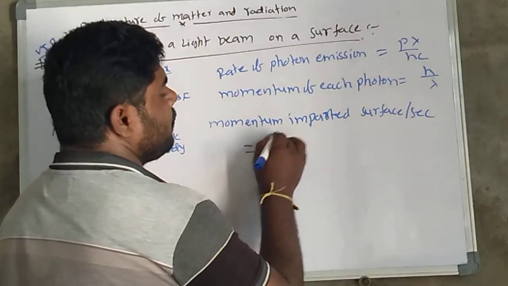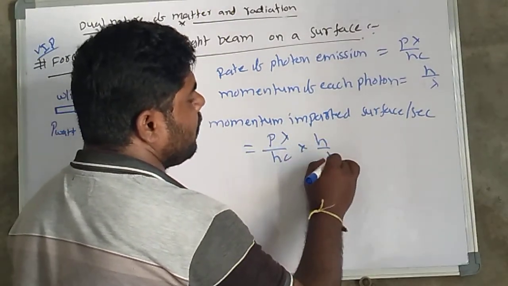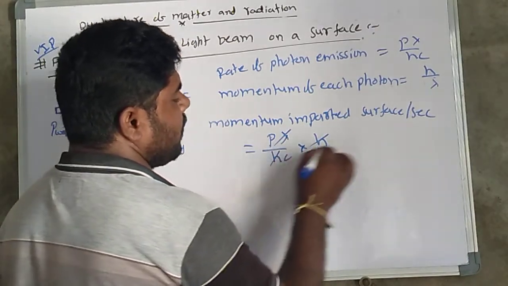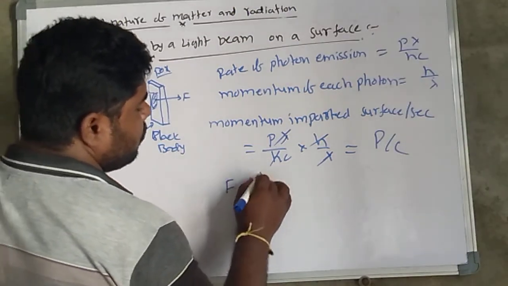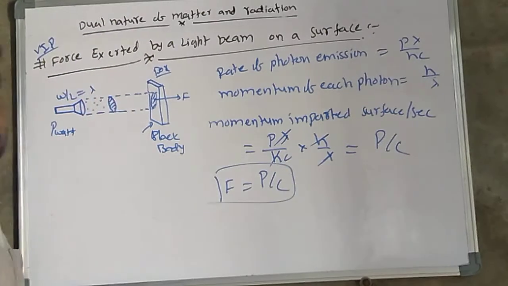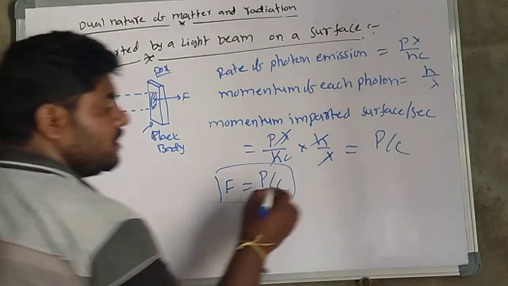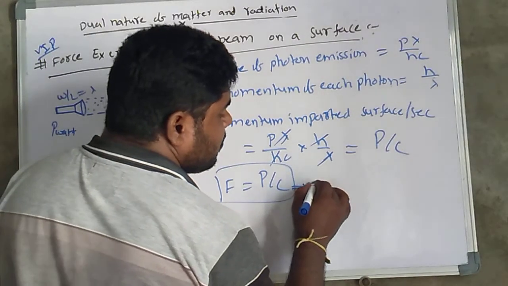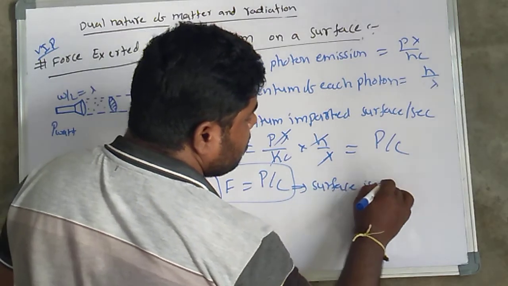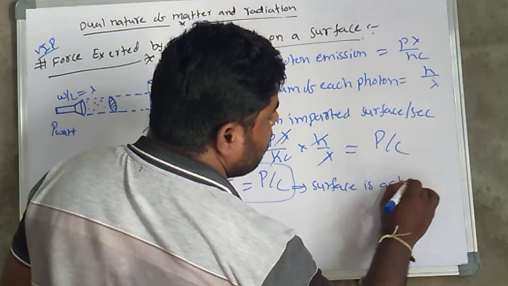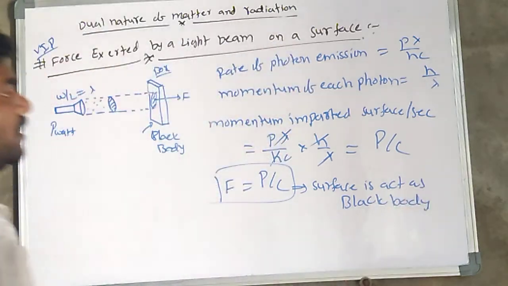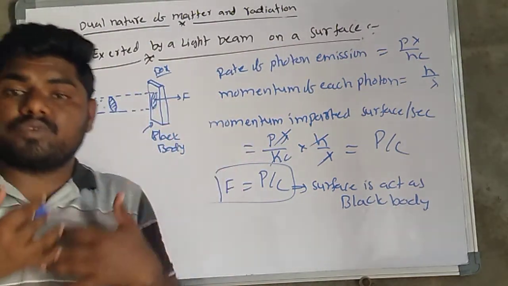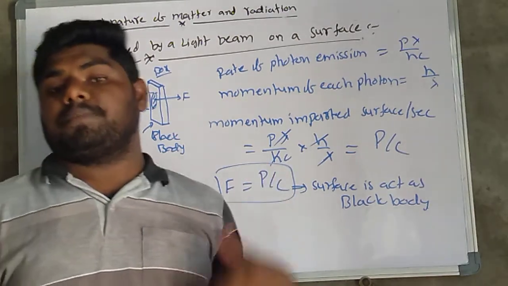So I wrote P into λ by hc into h by λ. Lambda gets cancelled, h cancels. The final result is P by c, which is the force. This is when the surface acts as a black body, which means all the light beam is absorbed. In that case F is equal to P by c.